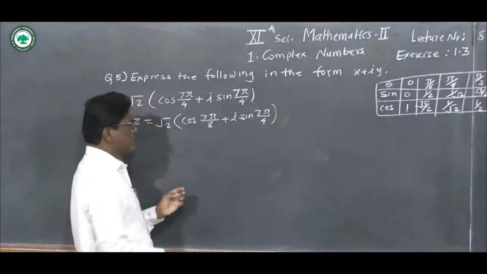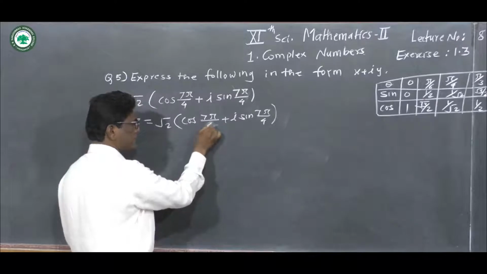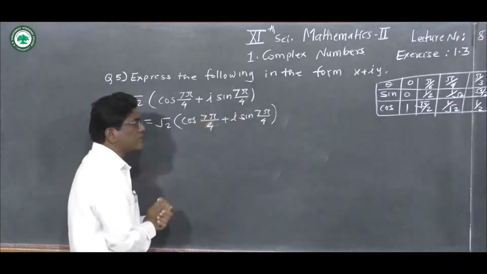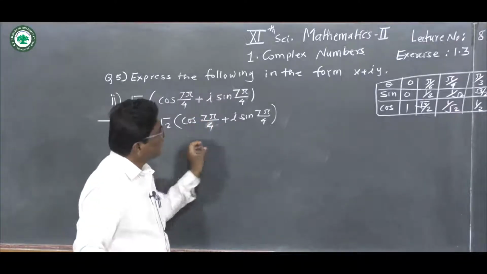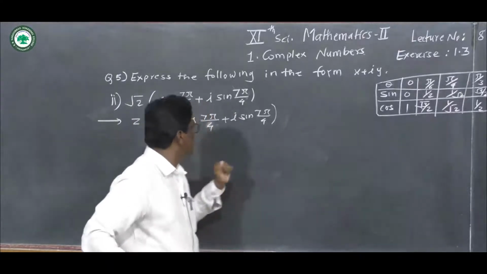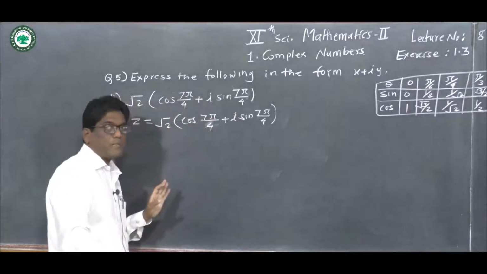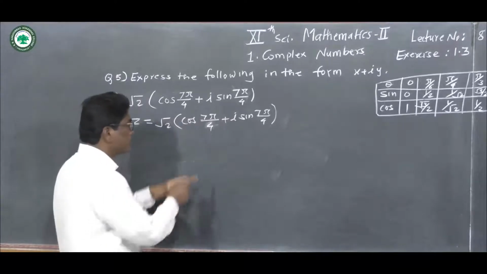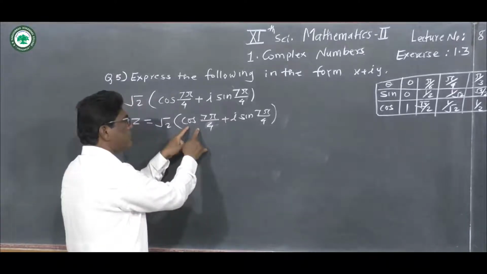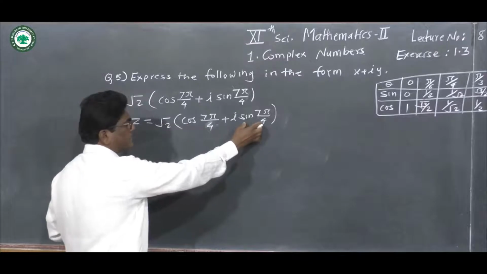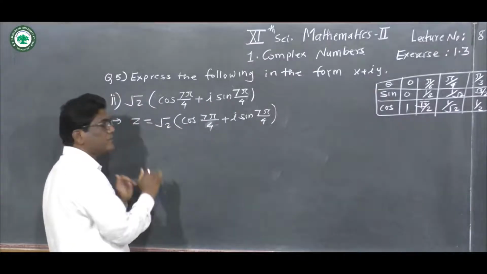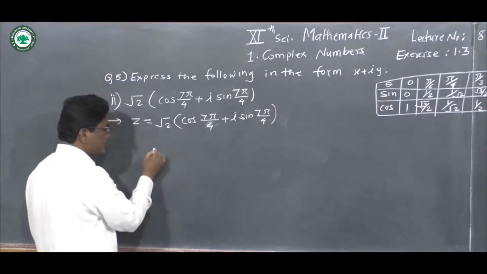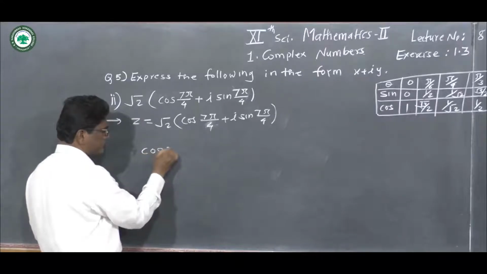Now this angle 7 pi by 4 is not a standard angle, which is not in the table of sine or cos. So how do we find the trigonometric ratios for 7 pi by 4? Firstly we find cos of 7 pi by 4 and sine of 7 pi by 4 separately, and then we solve this z. So consider cos of 7 pi by 4.